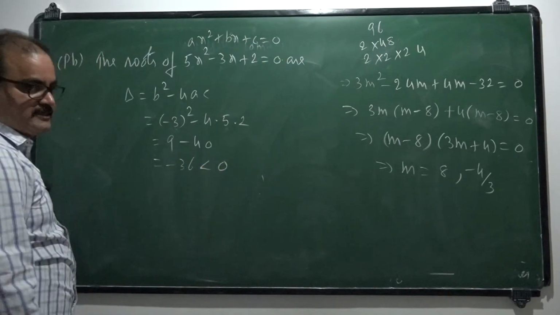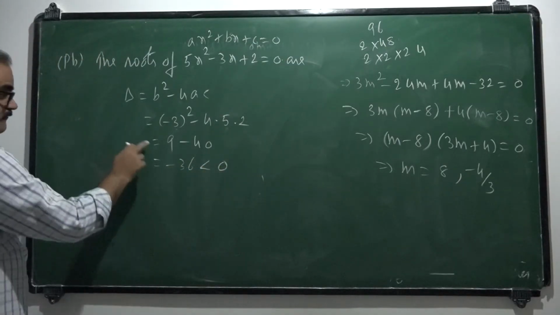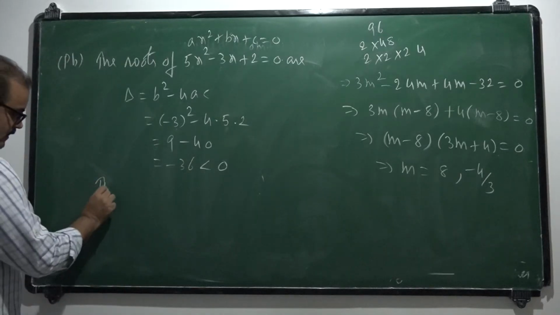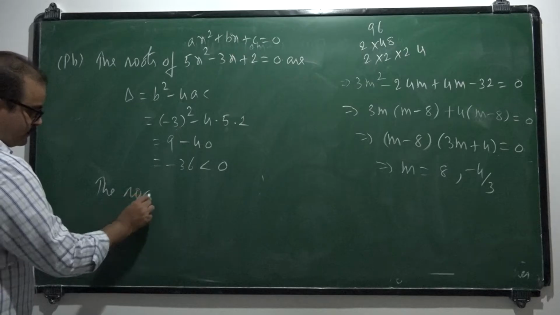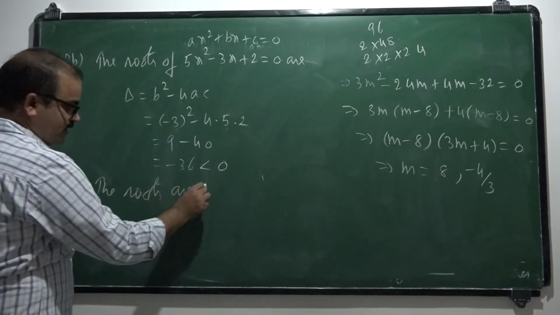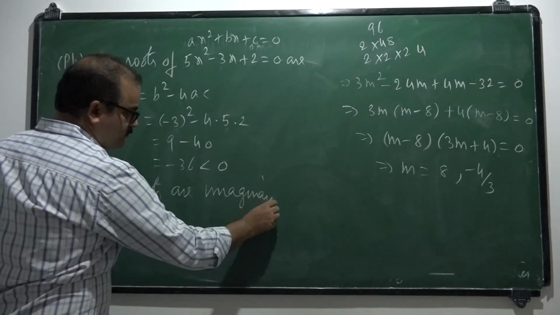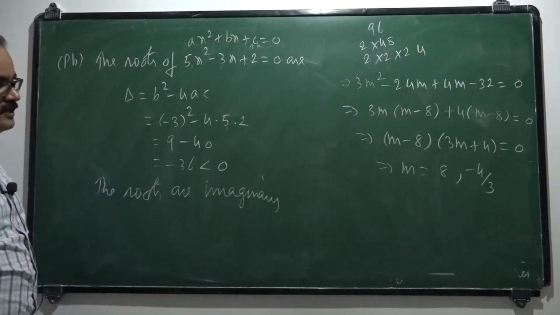Clearly it is less than 0. If delta is less than 0, then the roots are imaginary. Then the roots are imaginary.